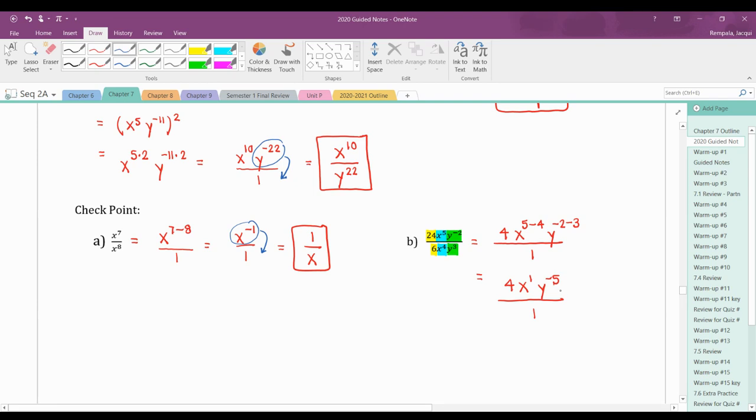Hopefully we notice that I can't have negative exponents. That y has to get moved down to the bottom. But the 4 and the x stay on the top. The y moves down, changing its exponent positive. No bases are the same, so this is my final answer.